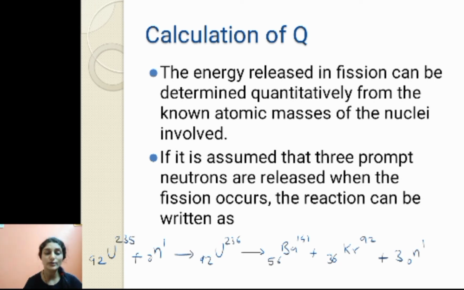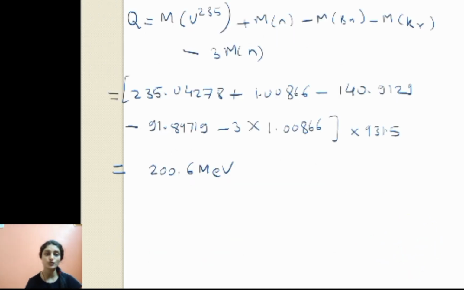The nuclear fission reaction is like this: uranium 92-235 captures one neutron and forms a compound nucleus, uranium 92-236, and this uranium 236 undergoes nuclear fission. It forms two fission fragments, barium and krypton, and along with them approximately 3 neutrons are emitted.